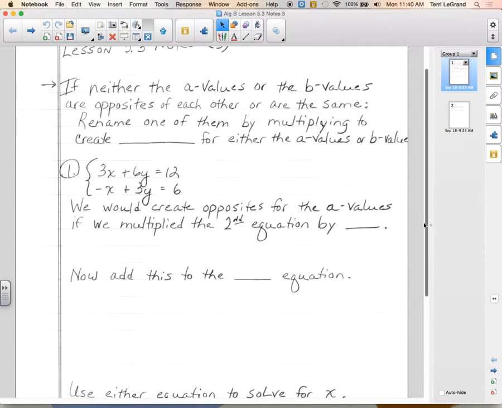We're going to rename one of them by multiplying to create opposites. We're still going to have that same frame of mind. I said it a little bit ago: we have to keep saying to ourselves, we need either opposite A values or opposite B values. We have to have that before we can add them together. No matter what it's going to take us to get them, we're going to make it happen.